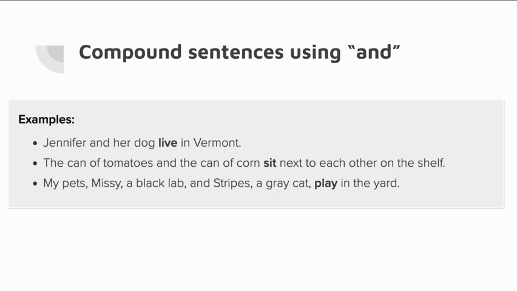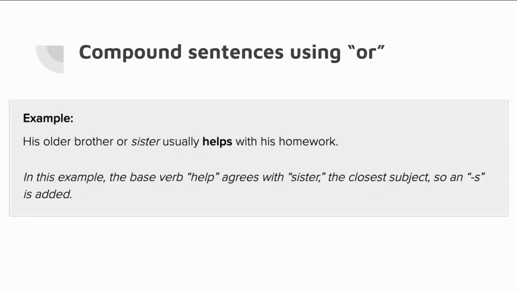For example, here are some compound sentences using the word and to connect two subjects with a plural verb. Jennifer and her dog live in Vermont. The can of tomatoes and the can of corn sit next to each other on the shelf. My pets, Missy, a black lab, and Stripes, a gray cat, play in the yard. So we have more than one subject for each sentence, and they're connected by the word and, so those get plural verbs.